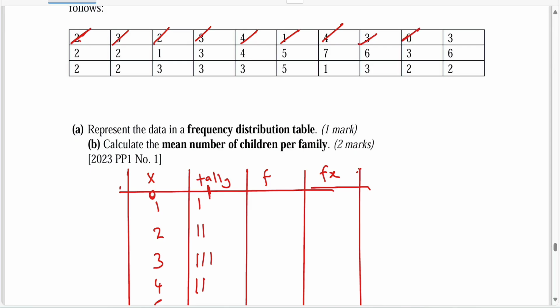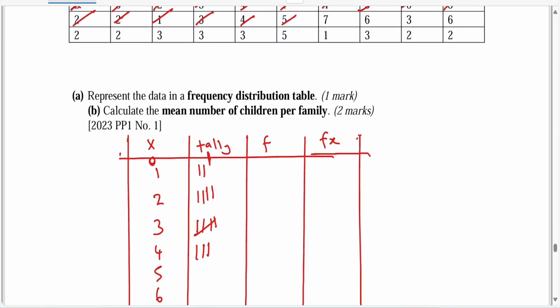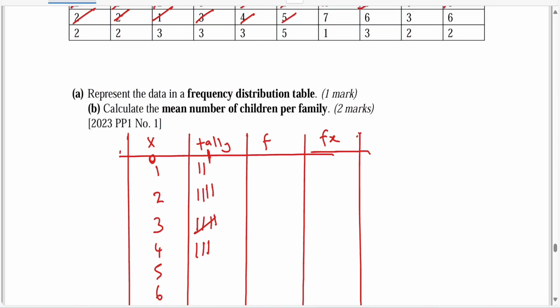So we also have 3, which is here. We have 2, we have another 2, we have 1, we have 3. So the 3 is done. We have 4. We have 5 now, the first 5, that's of the day. 5.